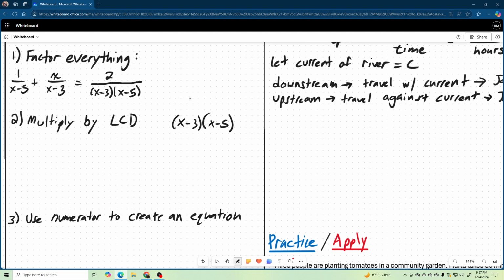So what we're going to do with this first one, I'll rewrite it just for the sake of making this a little bit more straightforward, right? So we have 1 over x minus 5. We have to multiply the top and bottom by x minus 3. So this is going to become x minus 3, because it's just x minus 3 times 1, right? Over x minus 5 times the x minus 3. So we're multiplying the top and bottom of this one by x minus 3, so that way we can have the same denominator across the board. All right, next one.